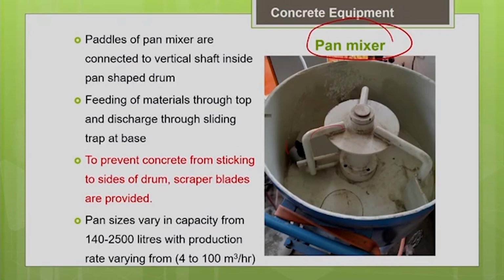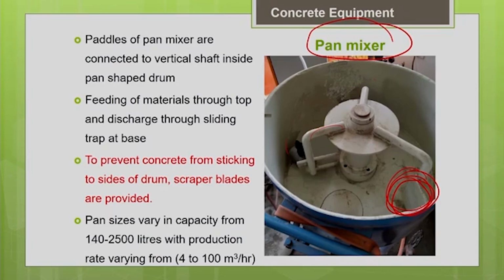Another important thing to be noted with respect to the pan mixer is that you have a blade or scraper attached to the inside of the drum. This is the one. This prevents the material from sticking to the side of the drum. This kind of arrangement we don't have in the conventional drum mixer. In the conventional free fall mixer, whatever we discussed earlier, we don't have this kind of arrangement.